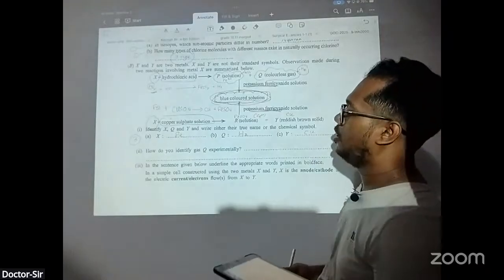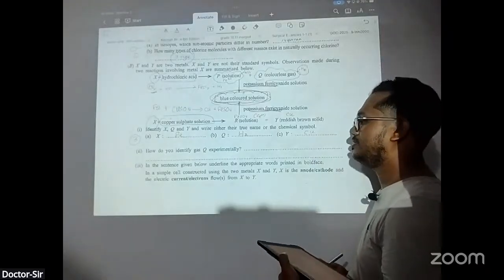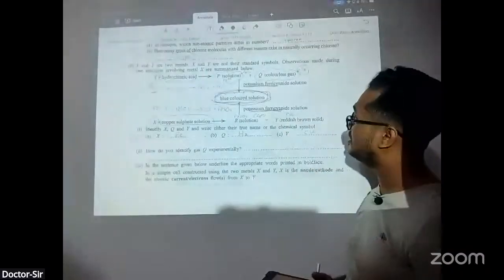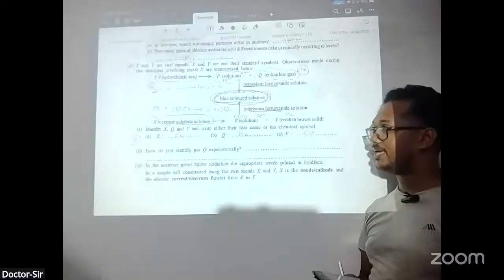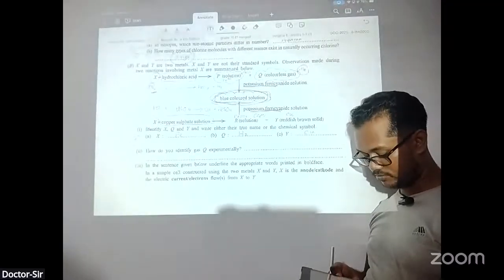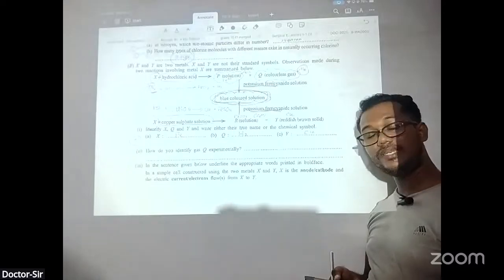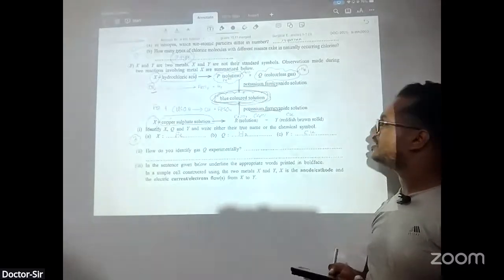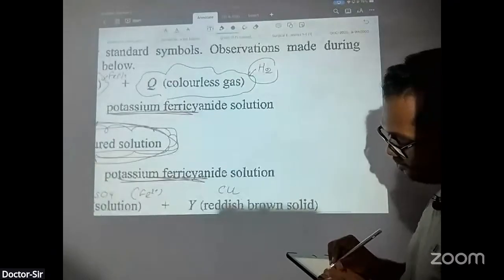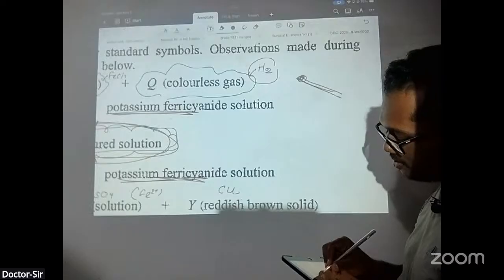Right. How do you identify the gas Q experimentally? How can you identify this hydrogen gas? You have to take a fire lighter splint and bring the splint near this hydrogen gas. So you take a lighter splint and bring it near.